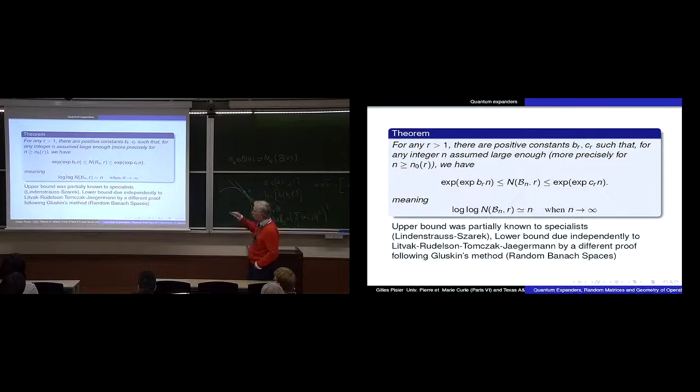And the lower bound, which is the most important one, also popped up in a recent paper independently by Litvak, Rudelson, and Tomczak-Jaegermann. They follow this method of random Banach spaces of Gluskin. And so you see the result is that you have a two-sided bound. What's important is that the dimension is arbitrary, and the constants are fixed. Okay? And so the result gives you this. I'm out of time, so I will just go to the last slide.